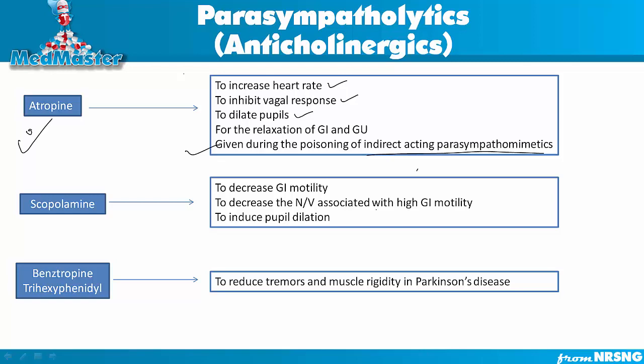Atropine. Scopolamine, that's a drug used to decrease the GI motility, to decrease the nausea and vomiting associated with the high GI motility, and also for pupil dilation. Benztropine and trihexyphenidyl are also used to reduce tremors and muscle rigidity in Parkinson's disease. This actually relaxes the skeletal muscles, and benztropine is very often used for the relaxation of muscles if they're having muscle spasms.